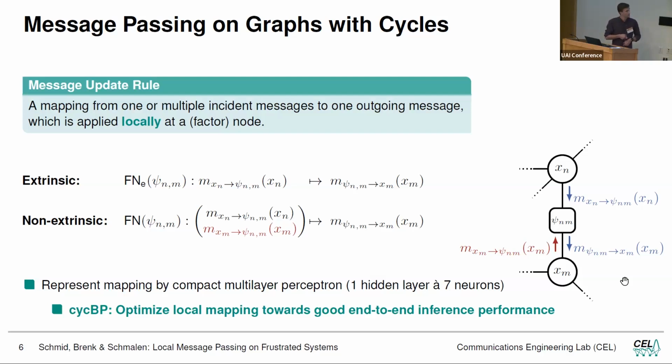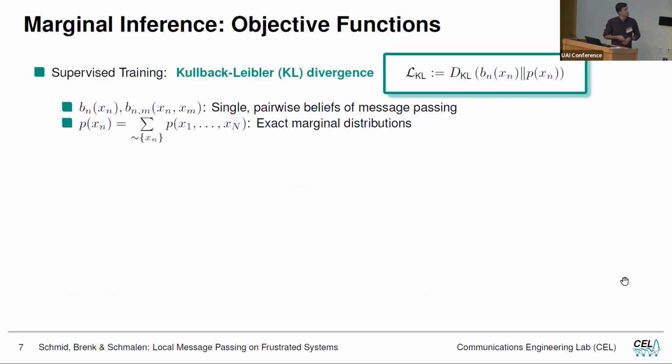To do so, we also need some loss functions for this inference performance. One way would be to go with the KL divergence between the beliefs. So these b terms are the result of the message passing, and they should well approximate the true beliefs.